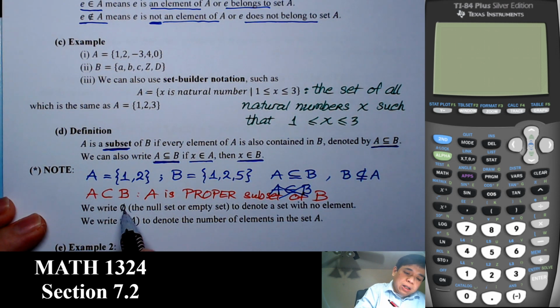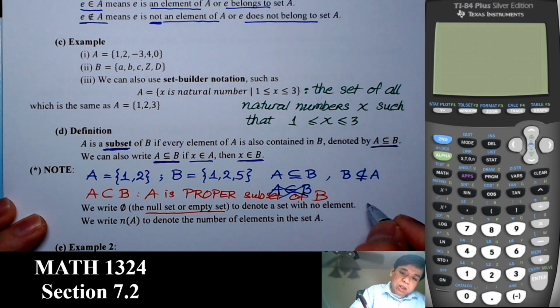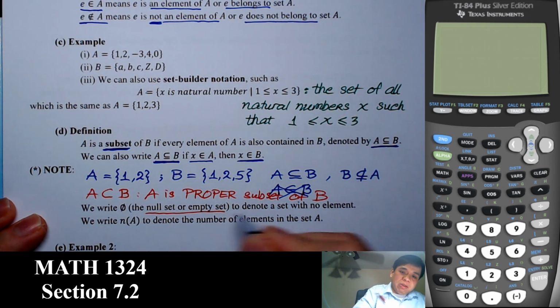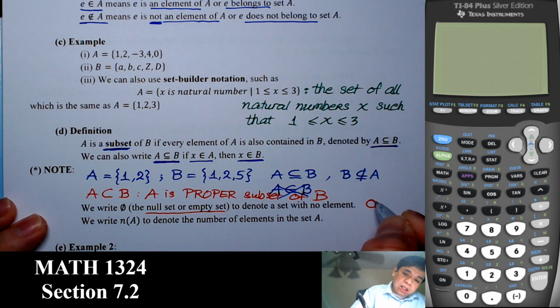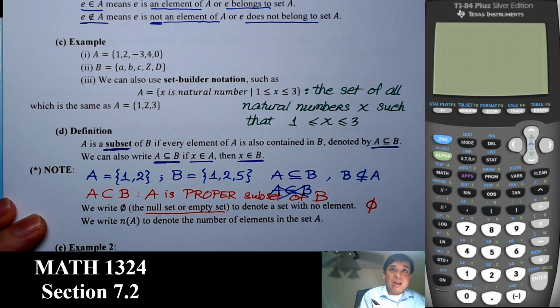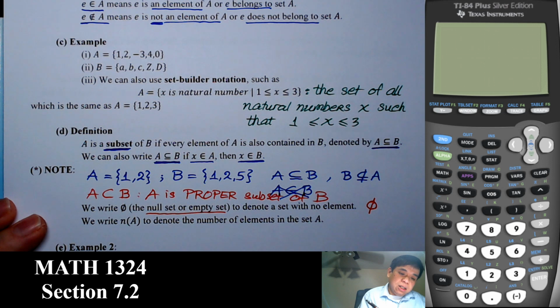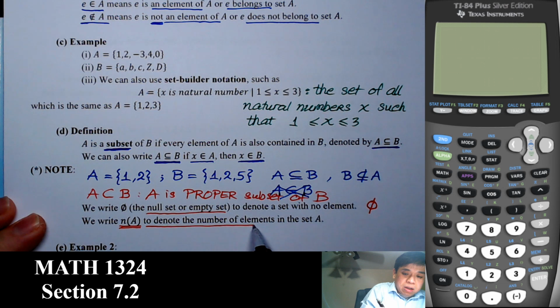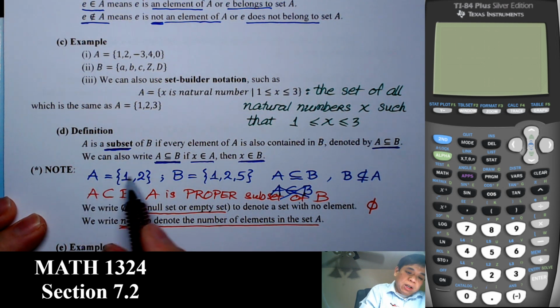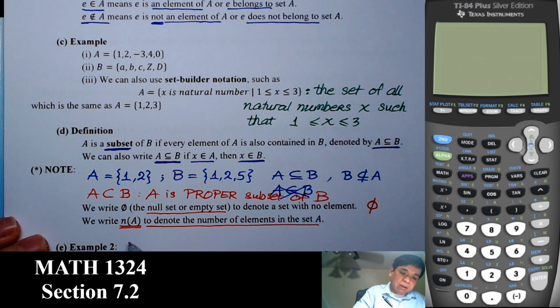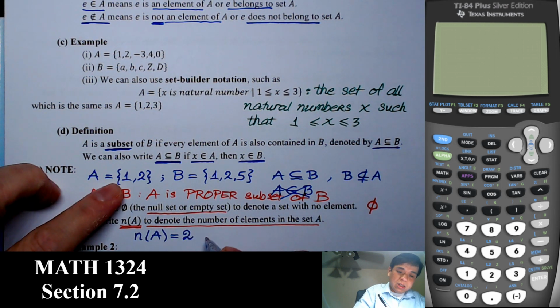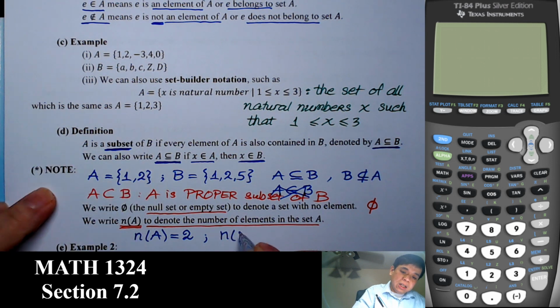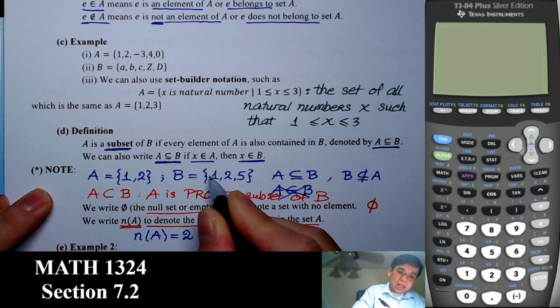We use the null set or empty set to denote the set of no elements. I typed it differently, but if we write it by hand, it's just a little circle with a slash. So that is an empty set. And we write n of A to denote the number of elements in the set A. For example, in this example, n of A is equal to 2 because A has 2 elements, and n of B is equal to 3 because it has 3 elements.